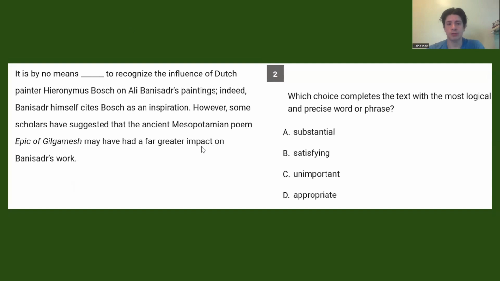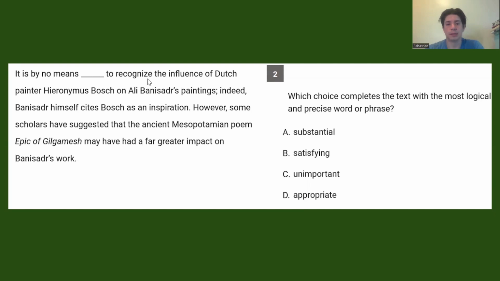It is by no means blank to recognize the influence of Dutch painter Hieronymus Bosch on Ali Banisadr's paintings. Indeed, Banisadr himself cites Bosch as an inspiration. However, some scholars have suggested that the ancient Mesopotamian poem Epic of Gilgamesh may have a far greater impact on Banisadr's work. I might be butchering his last name. If I am, apologies, but it's okay. So which choice completes the phrase of the sentence? So we have A is substantial, B is satisfying, C is unimportant, and D is appropriate, right?